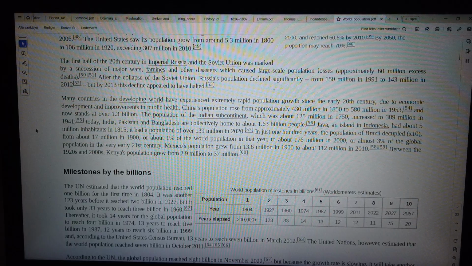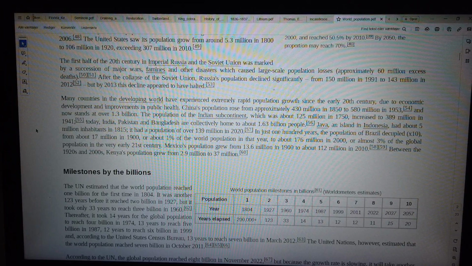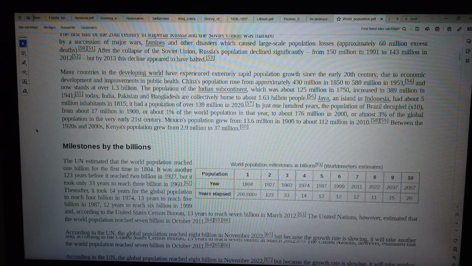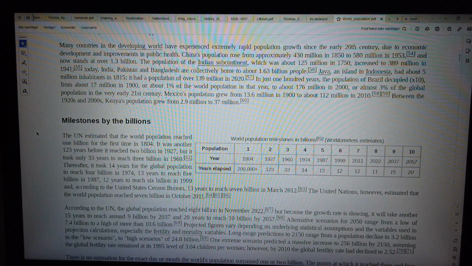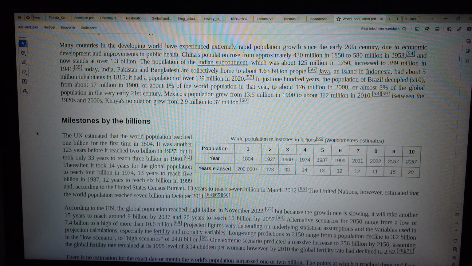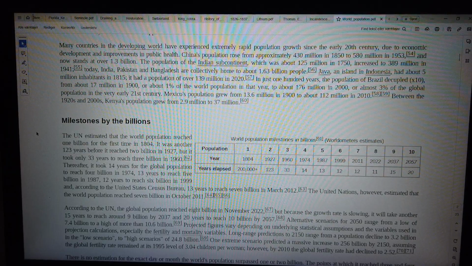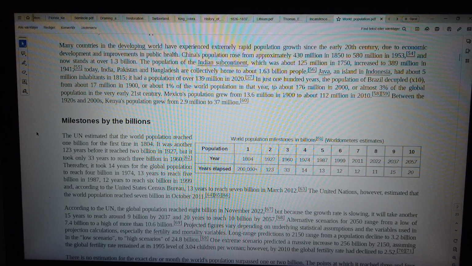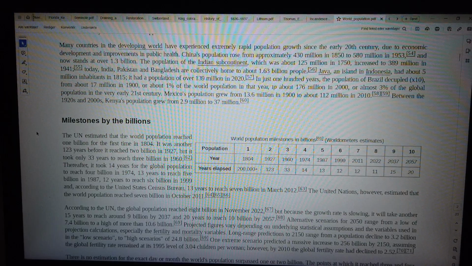The population of the Indian subcontinent, which was about 125 million in 1750, increased to 389 million in 1941. Today, India, Pakistan and Bangladesh are collectively home to about 1.63 billion people. Java, an island in Indonesia, had about 5 million inhabitants in 1815. It had a population of over 139 million in 2020.